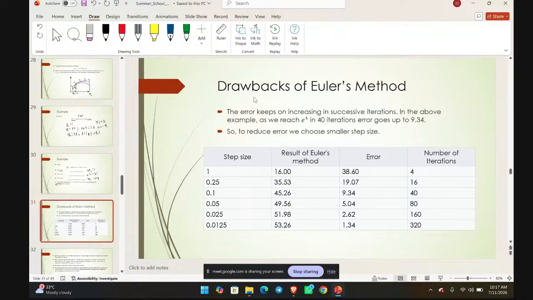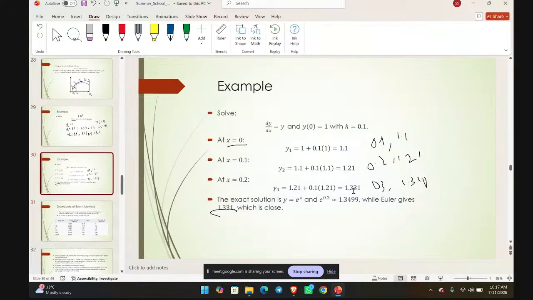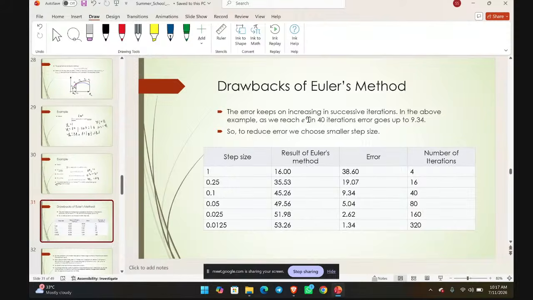Let us see a table regarding this. Drawbacks of Euler's method. The main drawback of Euler method is the error keeps piling up. Here, as you can see, the error is some 0.01 when we reach x equal to 0.3. But if we want to reach e power 4, it takes 40 iterations with step size 0.1, but the error goes up to 9.34.